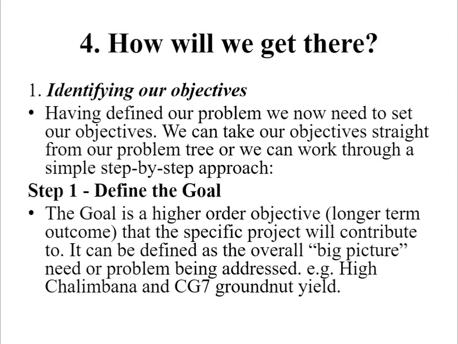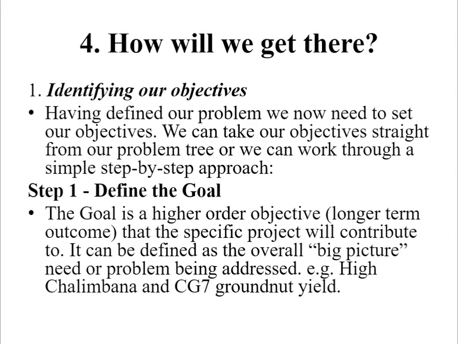The fourth question is, how will we get there? Having defined our problem, we now need to set our objectives. We can take our objectives straight from our problem tree, or we can work through a simple step-by-step approach. Step one, we need to define the goal, whereby a goal is a higher order objective or a longer term outcome that the specific objective will contribute to. It can be defined as the overall big picture need or problem being addressed.